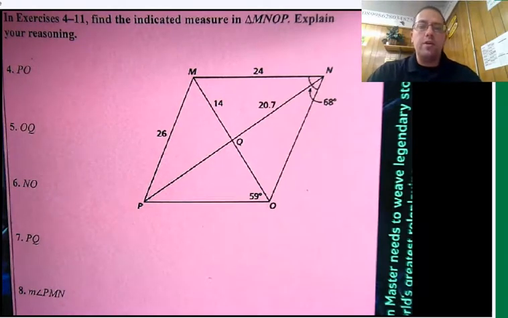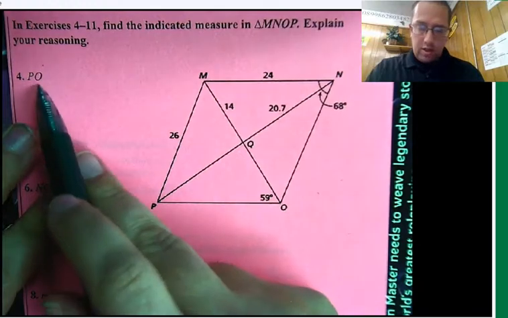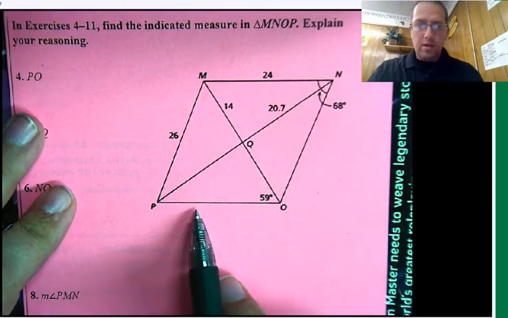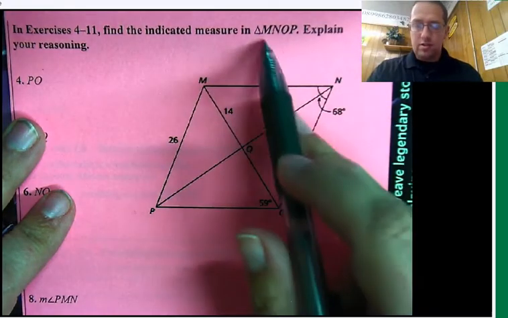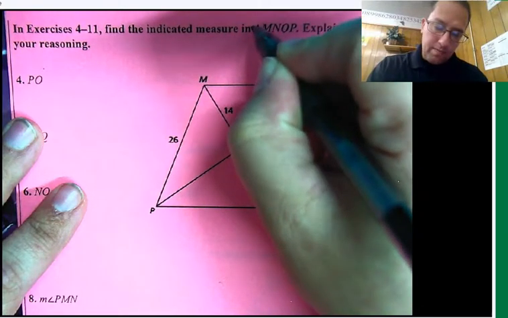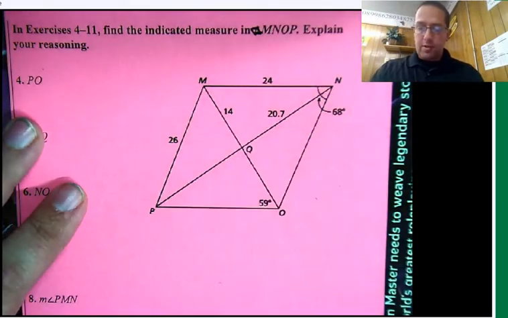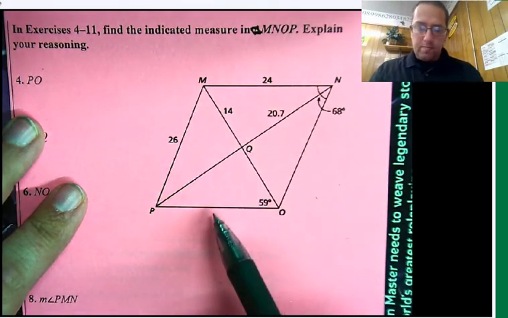Find the indicated measure of parallelogram MNOP. Explain your reasoning. And that's always the hard part, right? Explain. That's all right. We got lots of theorems we can use. So let's see here. We need the length of segment PO. Segment PO is right here. And see here, it says triangle MNOP. That should be a parallelogram. So we'll make it a parallelogram. There you go. All right, parallelograms. We know it's a parallelogram.